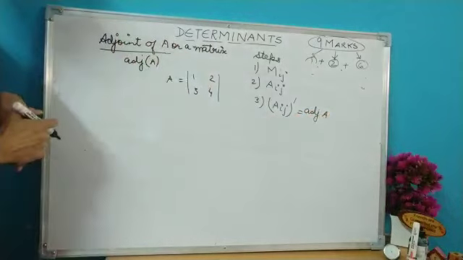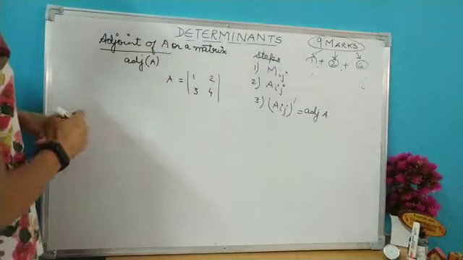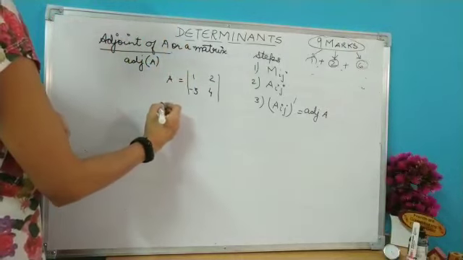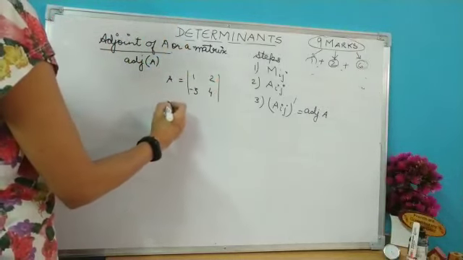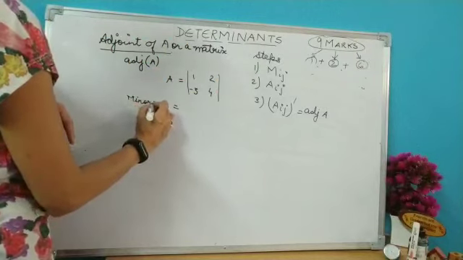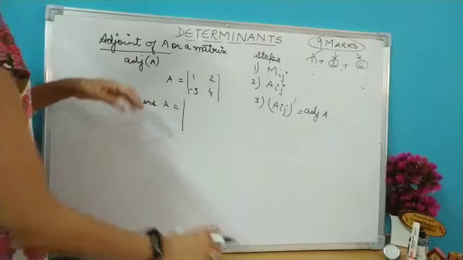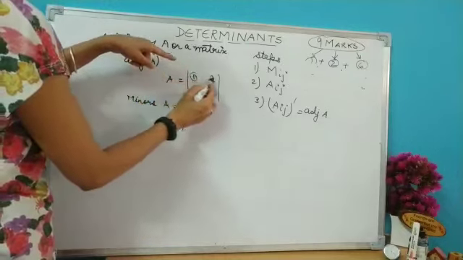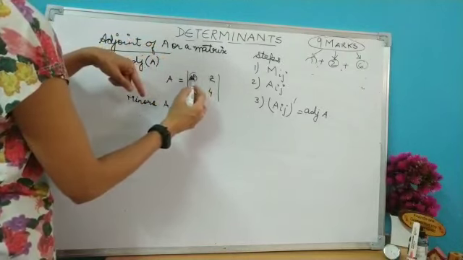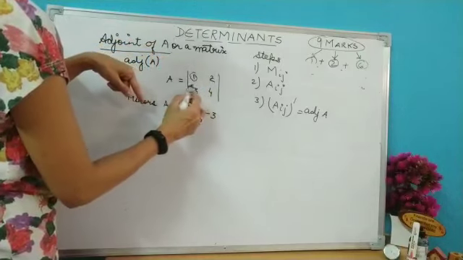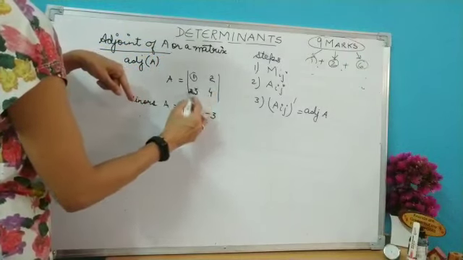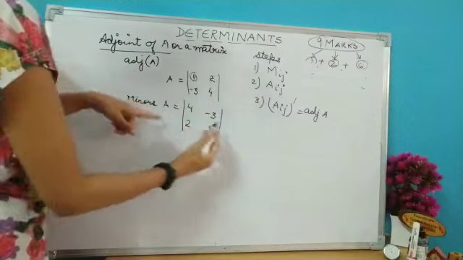So let's see how we can find the adjoint of A by this example. Say A is given like this, and let's suppose I take minus 3 over here. Now first of all I will find my minors of A. I take 1, delete this row and this column, and it is just 4. For 2, delete this column and this row, and I get minus 3. For minus 3, delete this and this, I get just 2. For 4, delete this and this, I get 1. So this is the minor of A.